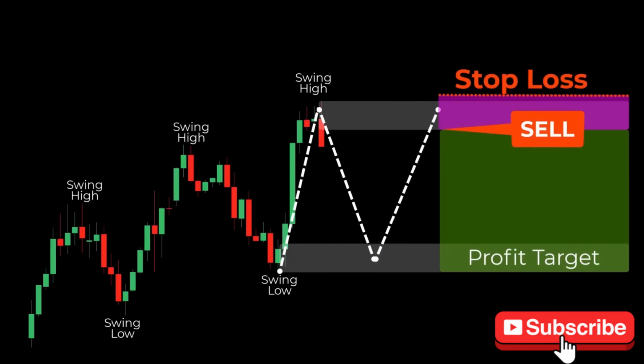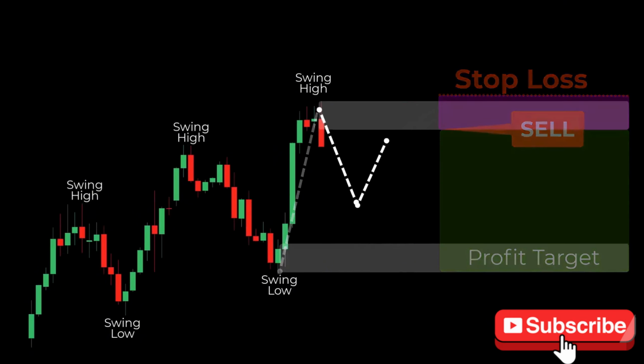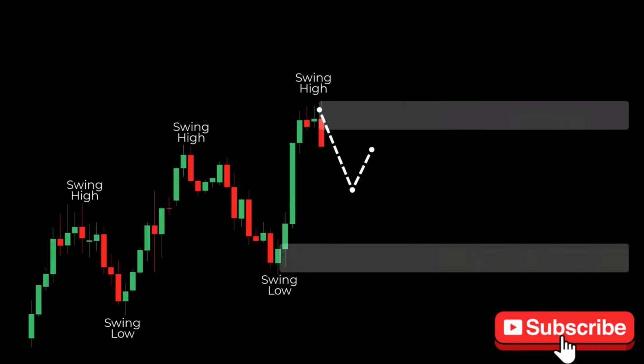So what does smart money do? They'll often push price just beyond those swing points to trigger stop losses, grabbing liquidity, and then reverse the market in their favor. This process is known as a liquidity sweep, and it's one of the cleanest signals that smart money is active. Here's how we use this knowledge to our advantage.